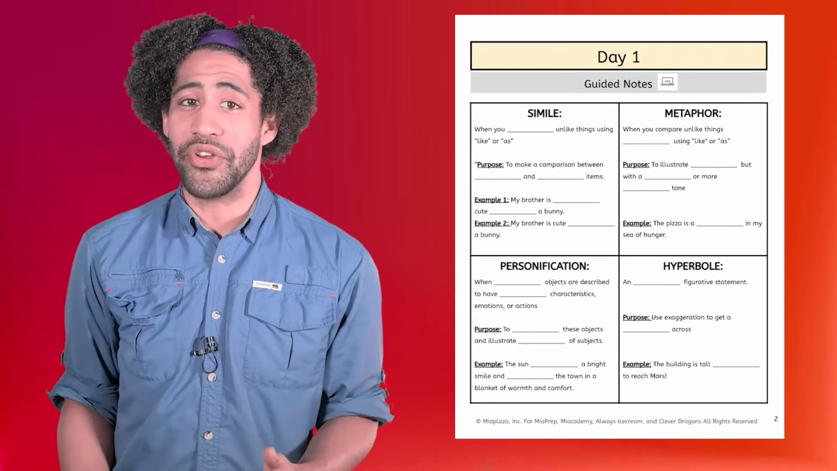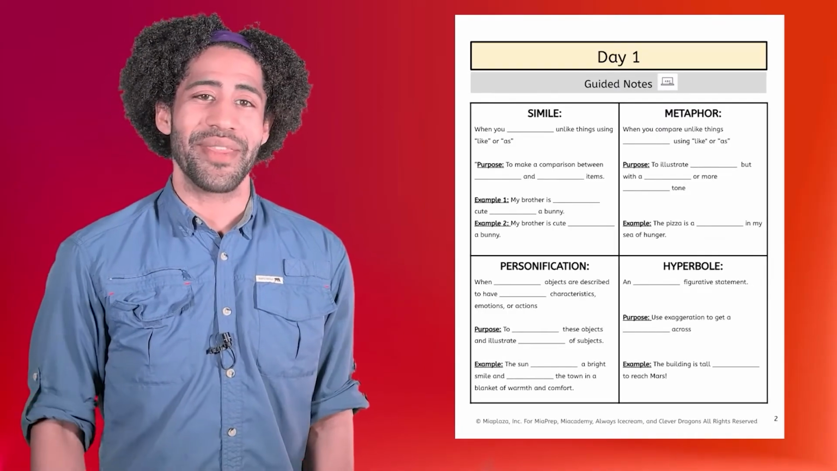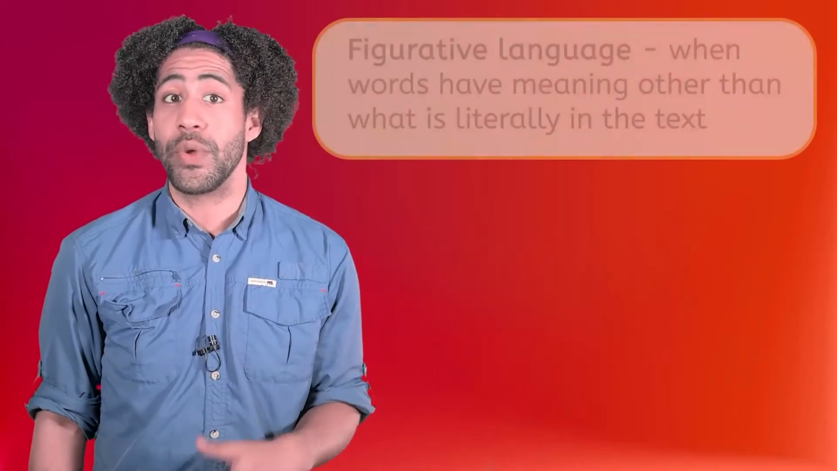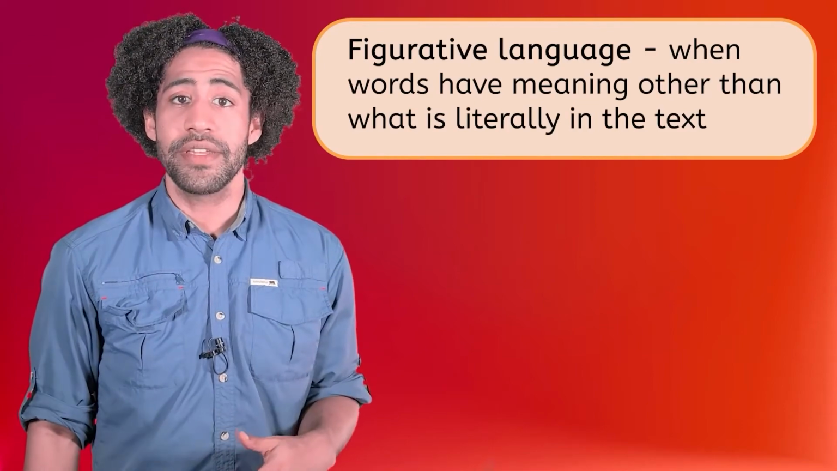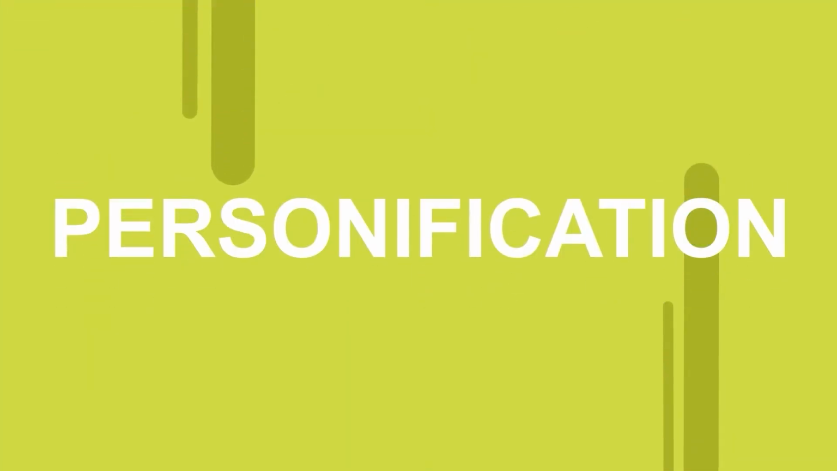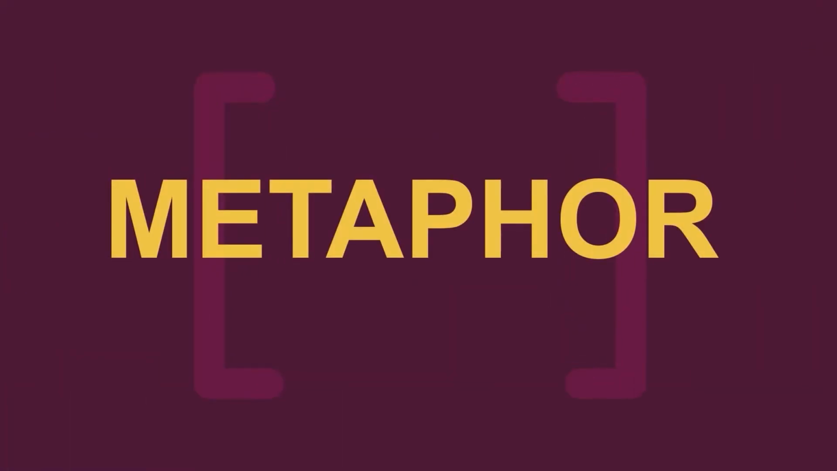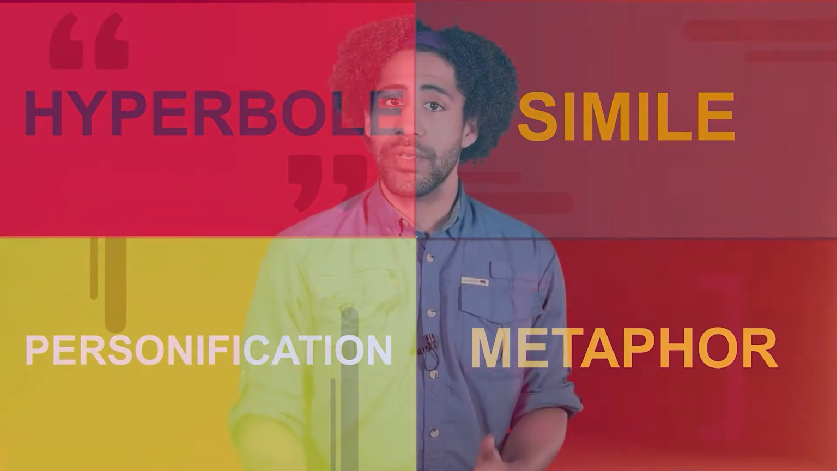Make sure to use your guided notes in your PDF to follow along. This way, you can refer to your notes later when we write together. So before we get into writing, let's review some figurative language. First off, we know that figurative language is when words have meaning other than what is literally in the text. What we've been discussing the past few weeks is that hyperbole, simile, personification, and metaphor are all types of figurative language. As we go along, jot down notes in your guided notes to help you remember.